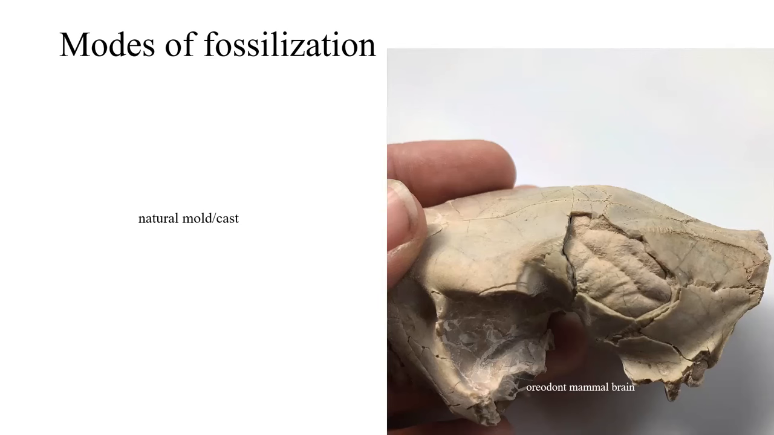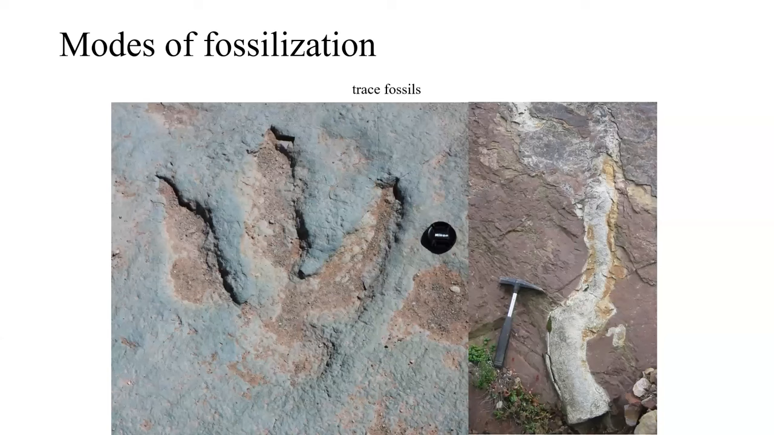Sometimes you get a cast like this brain, and then around it, another kind of fossil forms if the bone goes away. And so you get this mold and cast back and forth. Very cool. There are also trace fossils, which I've mentioned already. Trace fossils aren't organic remains of the animal, they're traces. So here's a nice dinosaur footprint. I can be confident this dinosaur walked on three toes.